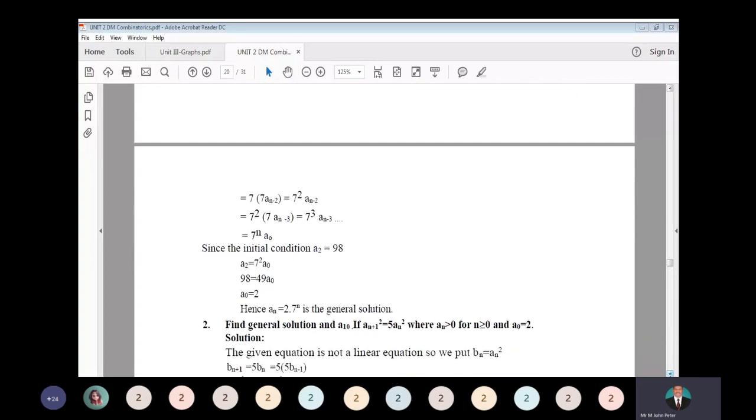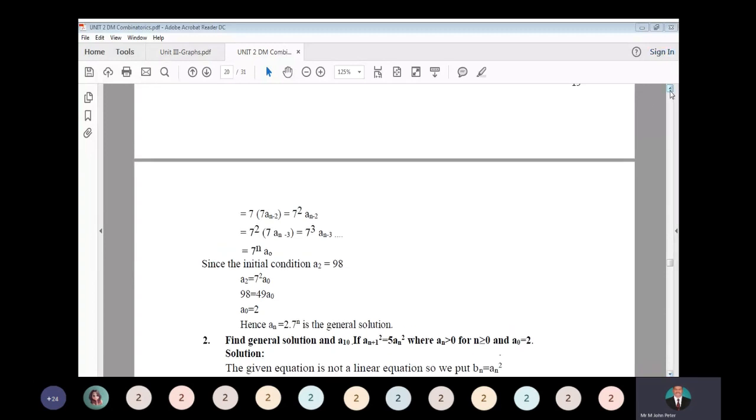Since the initial condition a2 is equal to 98, replace it in the formula, you will get a2 is equal to 7 square into a0. So that is 98 equal to 49 into a0. So that is a0 equal to 2. So hence an equal to 2 into 7 power n is the general solution.